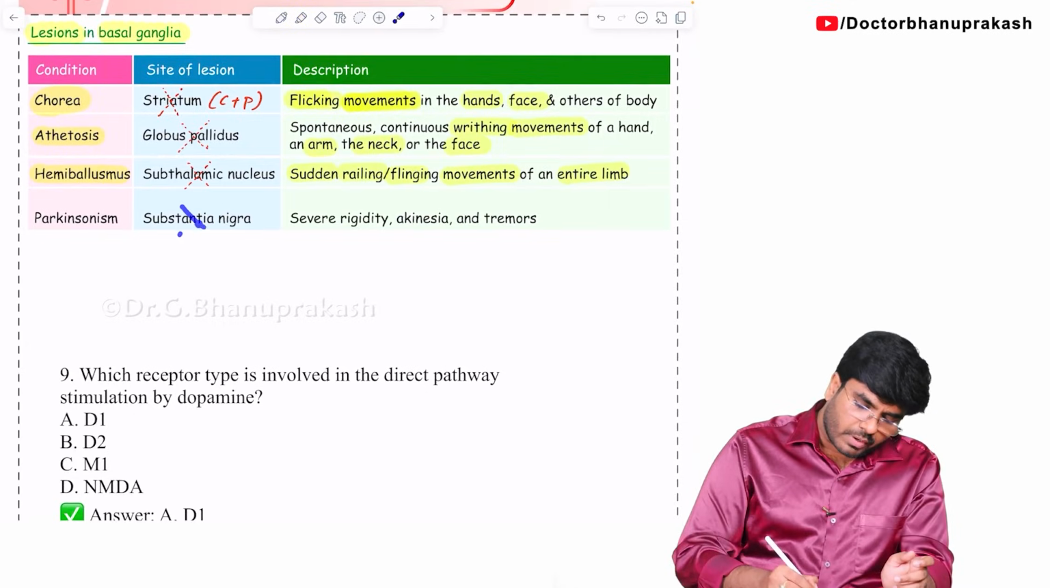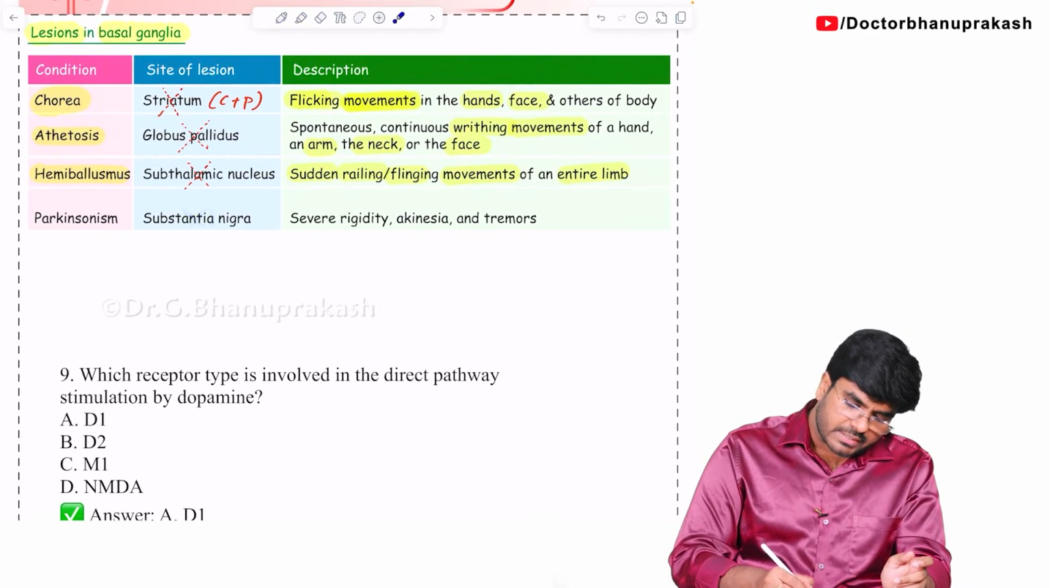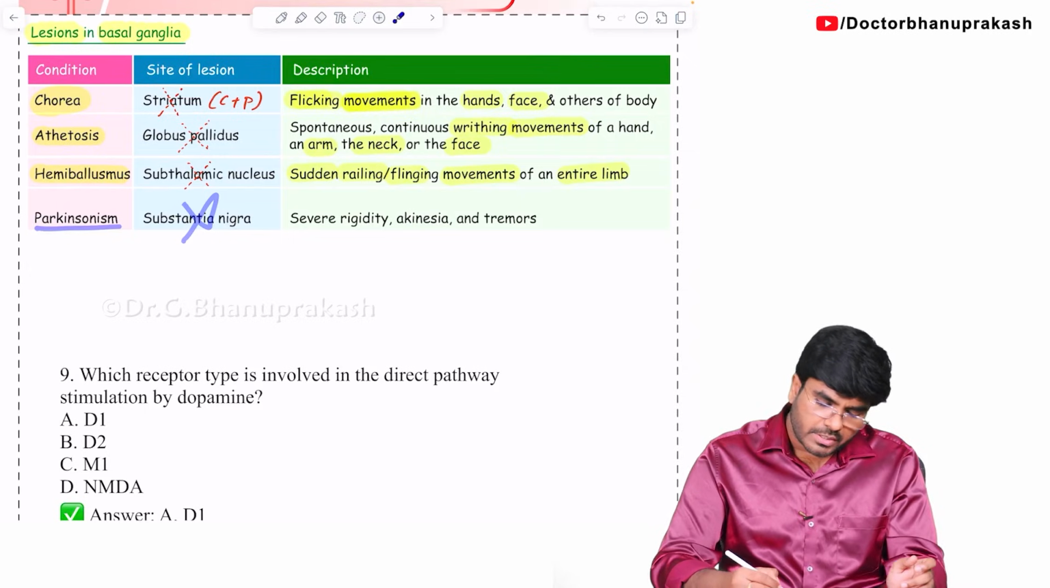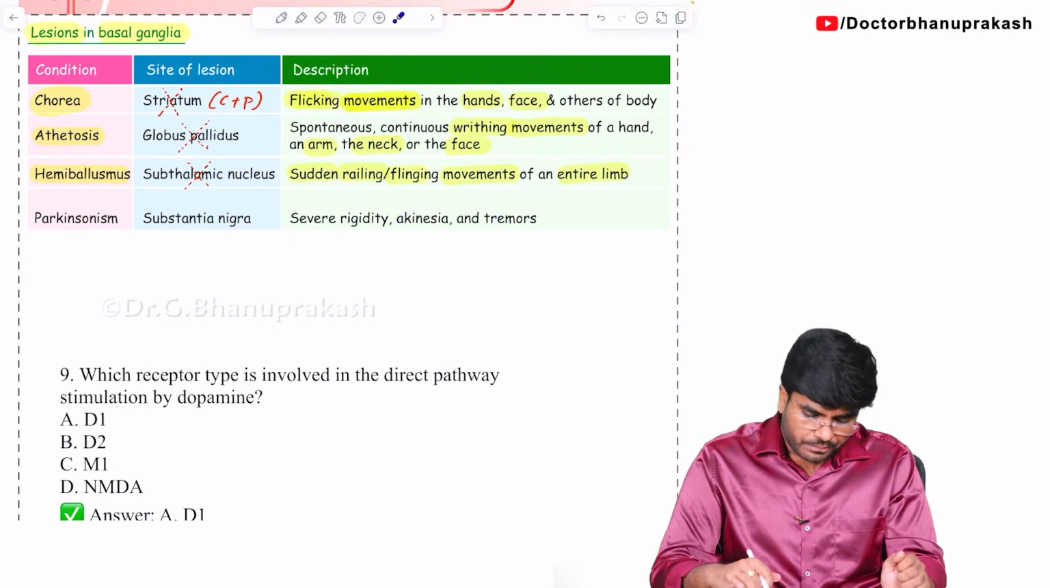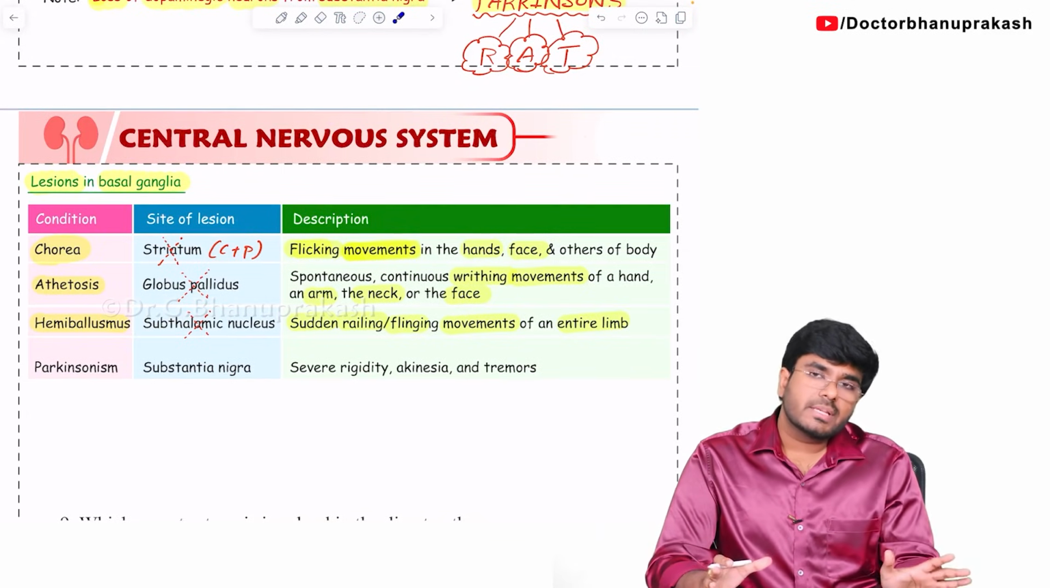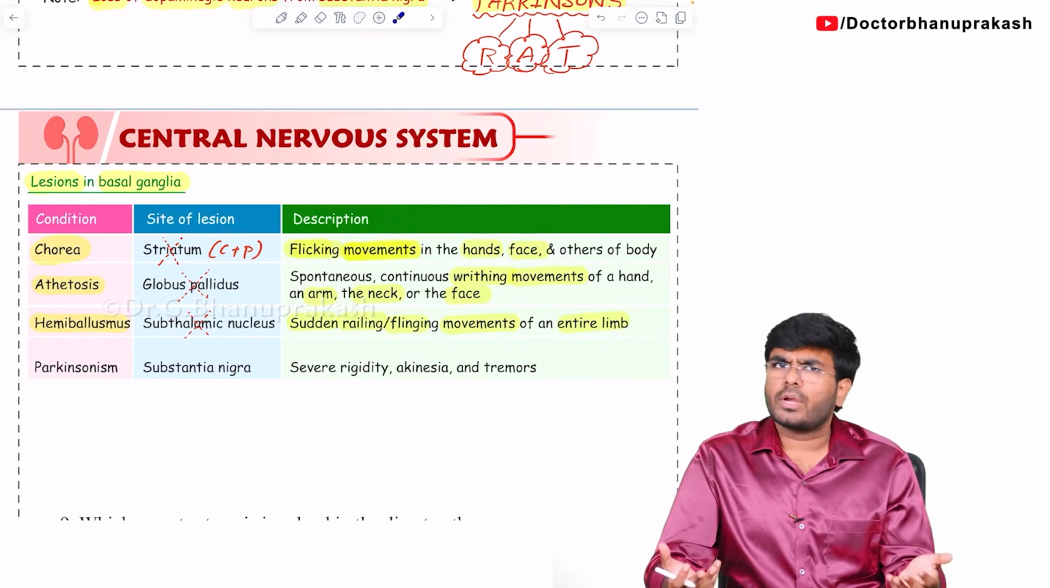And you already know what happens whenever the substantia nigra is damaged. That is going to cause Parkinsonism, where the patient is going to have RAT, R-A-T, symptoms. So these are the lesions. Whenever there is damage to the basal ganglia, that's going to cause different types of involuntary movements.